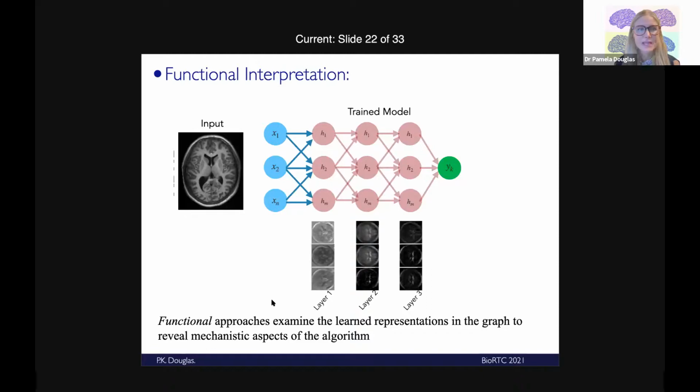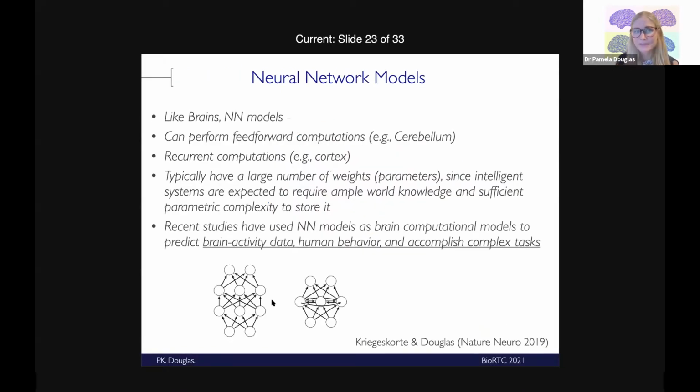Lastly, we have this functional interpretation, which is to think of these networks as a model for information processing in the human brain. And so one way to do this is to visualize each layer and to see what's happening and try to infer some sort of mechanistic aspect of the algorithm and how that might relate to the brain. And so there's many parallels between deep learning neural networks and the human brain. Deep learning neural networks or feed-forward networks, for example, might be a good model of the cerebellum, because as it turns out, the cerebellum is mostly feed-forward. You can also have recurrent computations, many different parallels between the number of weights, because intelligent systems are expected to require many different weights and complex representations. So it's possible that deep learning neural networks may provide insight into computation in the human brain.